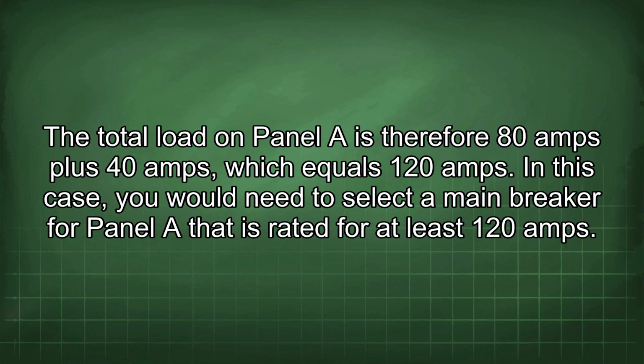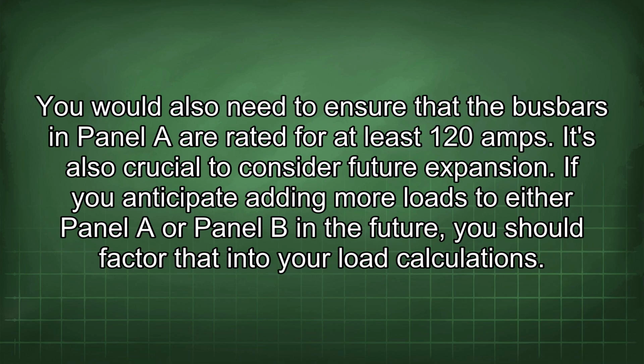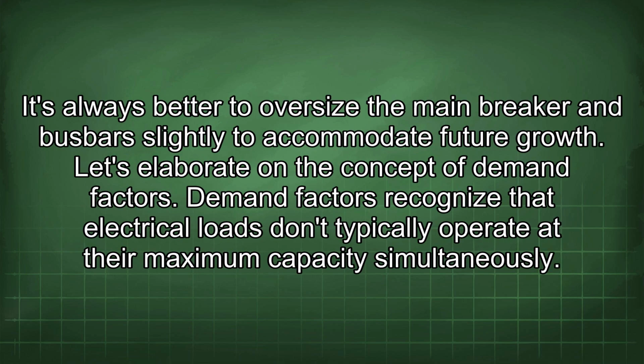In this case, you would need to select a main breaker for panel A that is rated for at least 120 amps. You would also need to ensure that the busbars in panel A are rated for at least 120 amps. It's also crucial to consider future expansion. If you anticipate adding more loads to either panel A or panel B in the future, you should factor that into your load calculations. It's always better to oversize the main breaker and busbars slightly to accommodate future growth.